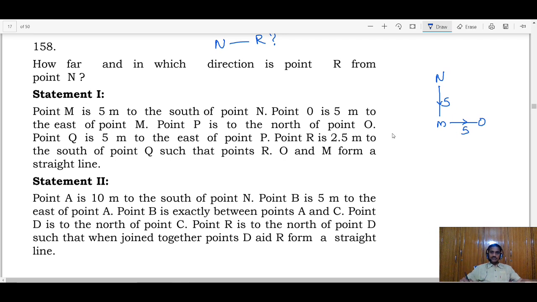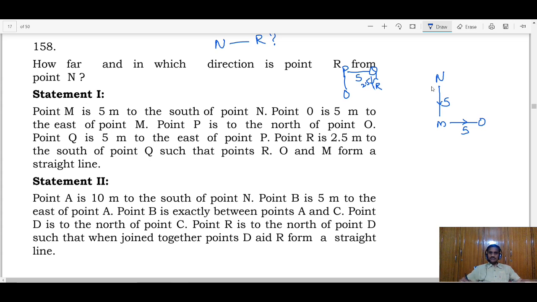P is to the north of O. Q is 5 meters to the east of P. R is 2.5 meters to the south of Q such that R, O and M form a straight line, isn't it?